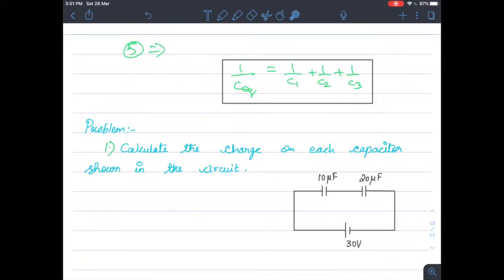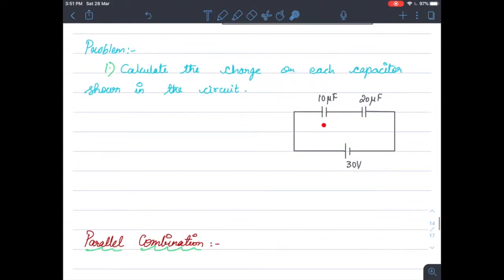So 1 by C equivalent is equal to 1 by C1 plus 1 by C2 plus 1 by C3. இங்க நம்ம என்ன பண்ணிருக்கோம் ரெண்டு capacitance தான் யூஸ் பண்ணிருக்கோம். So we are going to calculate the capacitance for that. But the question is to find out what is the charge on each capacitor. So நான் என்ன பண்ணனும் அப்படினா, series conditionல you know that the charges are going to be the same. We have discussed it in detail when we discussed about series combination. So if you have any doubts, go through that video as well.